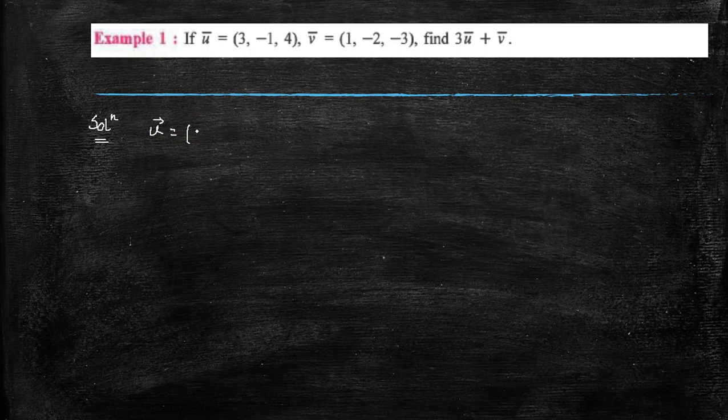Vector u is having 3 elements, 3, -1 and 4. Now we have vector v of R3 having elements 1, -2 and -3.